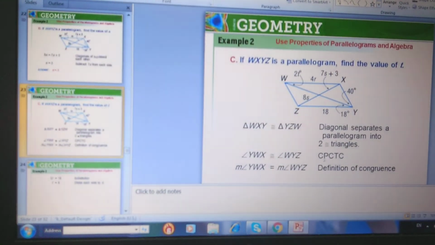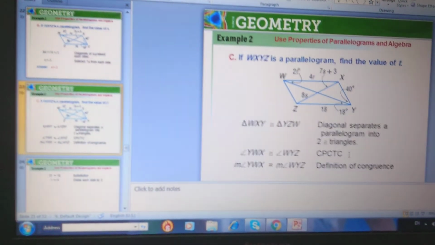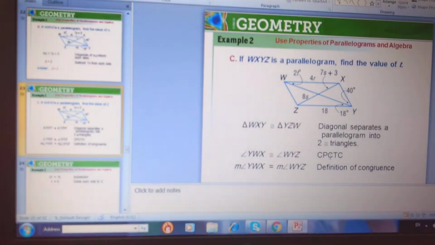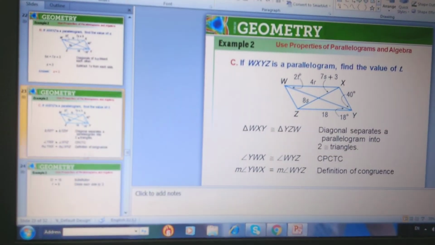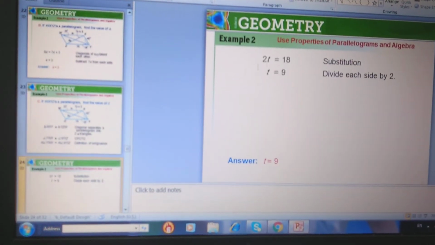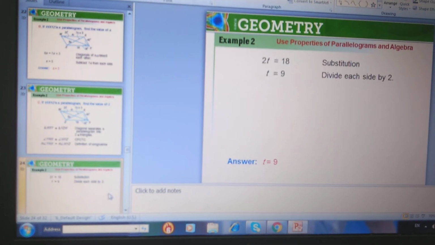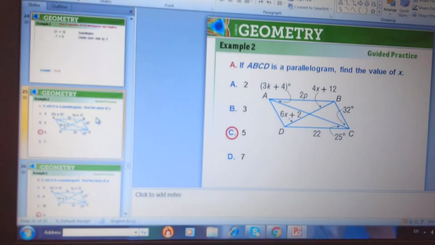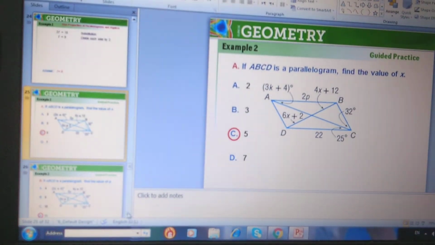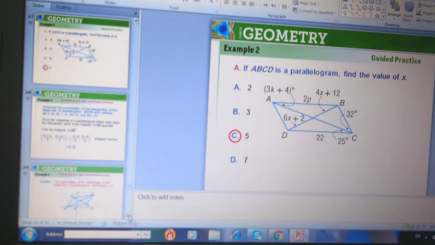The reason here is CPCTC, if you remember: corresponding parts of congruent triangles are congruent. Now I substitute: 2T equals 18, divide by 2, T equals 9. We have here same examples using the same way.